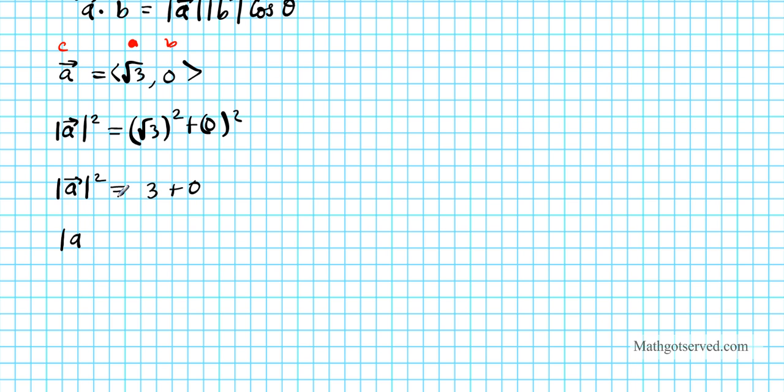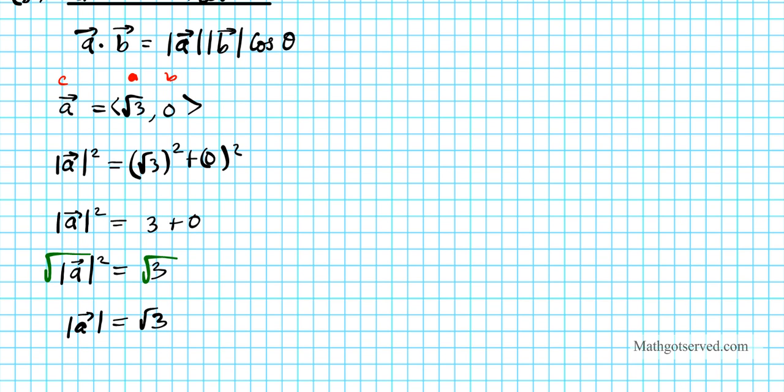To get the magnitude of vector A by itself, we'll take the square root of both sides, right? So magnitude of vector A squared equals 3, and then you take the square root of both sides, and that will be the magnitude of vector A. So the magnitude of vector A is simply the square root of 3.